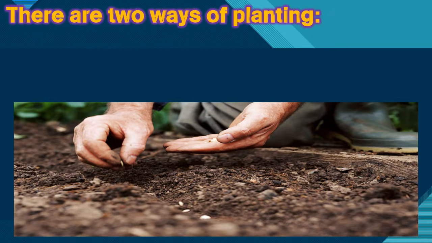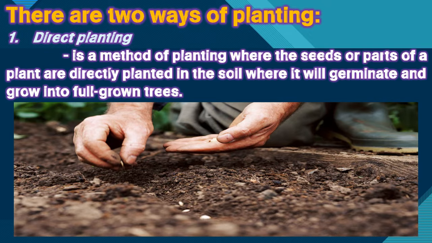There are two ways of planting. Direct planting is a method of planting where the seeds or parts of a plant are directly planted in the soil where it will germinate and grow into full-grown trees.